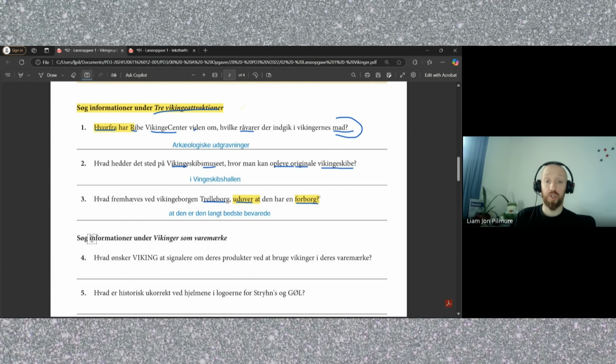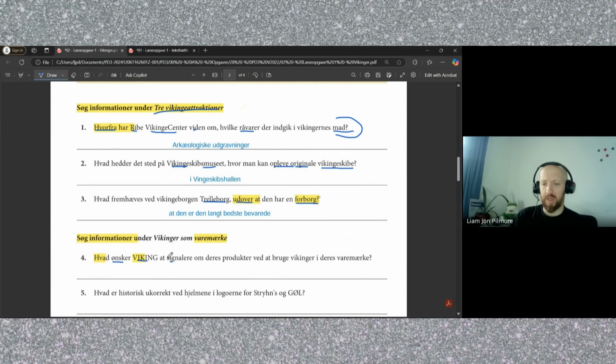And now it says, søg informationer under vikinger som varemærke. Search for information under Vikings as product brands. Something like that. Question is, hvad ønsker Viking at signalere om deres produkter ved at bruge vikinger i deres varemærker? Okay, what do Viking wish, ønsker, what does this brand Viking wish to signal about their products by using Vikings in their varemærker, in their branding?